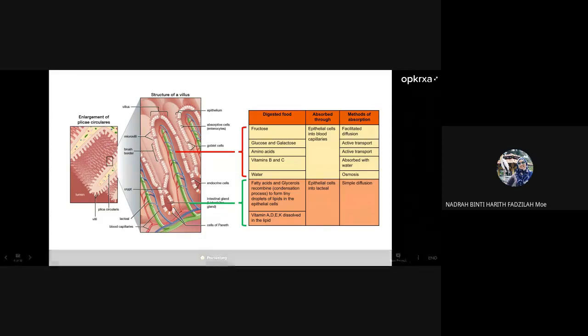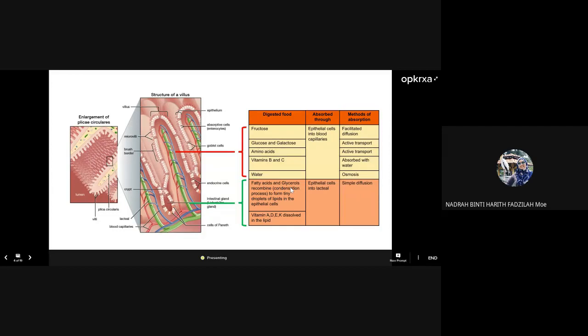Okay. So, when we take a look at all the digested food from the small intestine, as I mentioned earlier, it can be categorized into substances that can dissolve in water and substances that can dissolve in lipid. Yang bahagian atas ni, fructose, glucose, galactose, amino acid, vitamin B and C and also water diffuse directly from the epithelium into the network of blood capillaries.